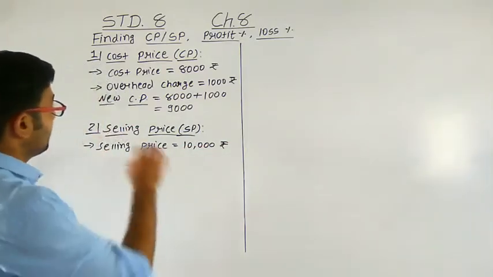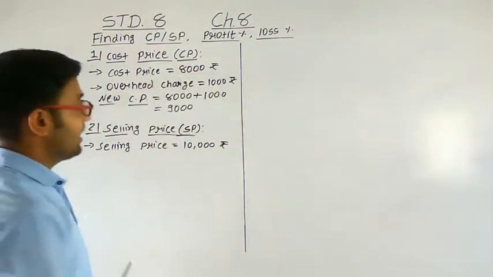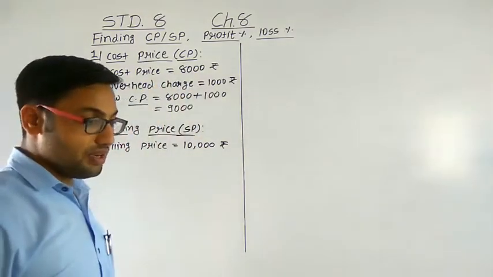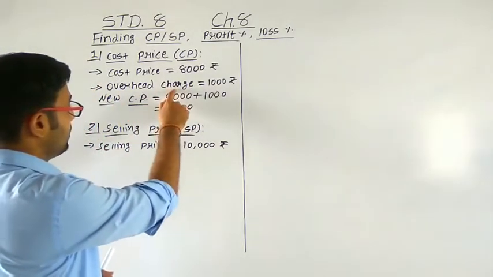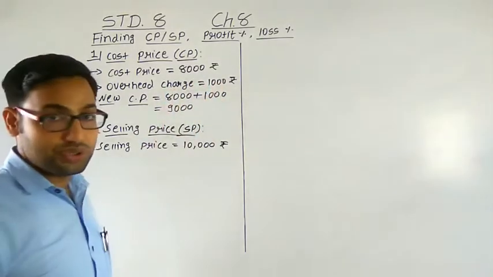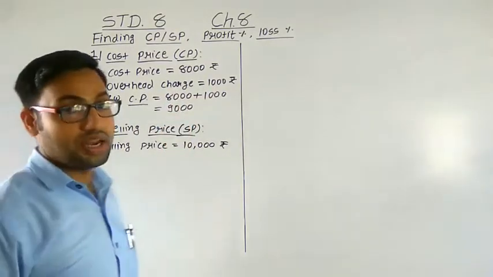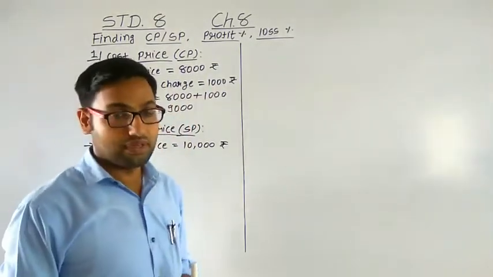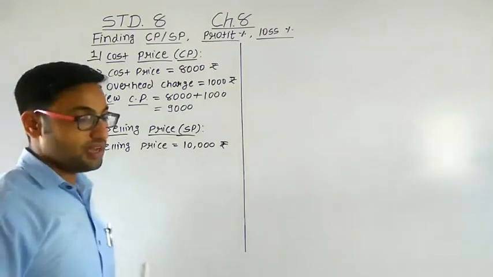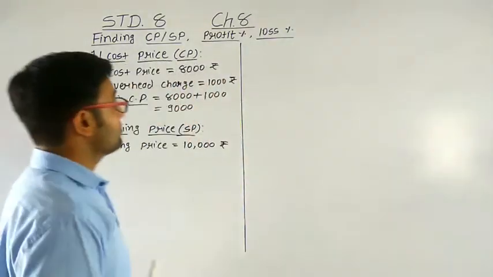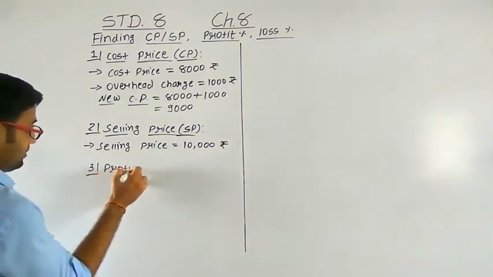Let us again take the situation. You purchase a TV for 8,000 rupees. That price is called your cost price, but it has some fault, so you have to repair it. That charge is called the overhead charge, and you pay 1,000. So your new cost price will be 8,000 plus 1,000, which is 9,000. Now you want to sell it, and you sell it for 10,000 rupees. So the new term that we have to study is profit.